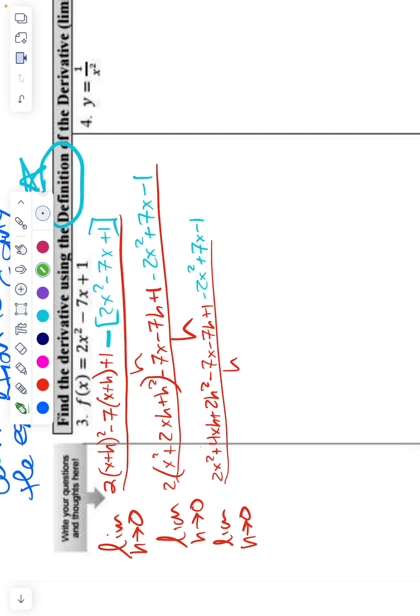Do you see how we have a 2x squared and a negative 2x squared? Okay, that's good. 4xh, that's not going anywhere. We have a 2h squared, that's not going anywhere. We have a negative 7x and a positive 7x. We have a positive 1 and a negative 1. So that was a good step. That helped. Can we drop the limit yet? No. 4xh plus 2h squared minus 7h over h.